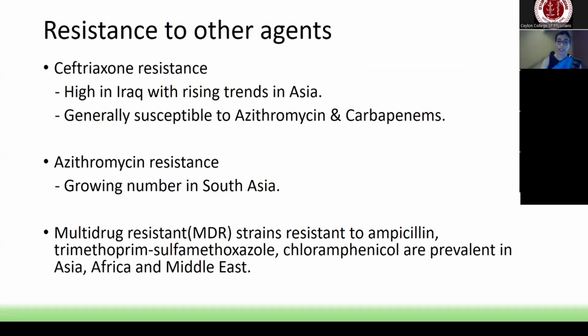Resistance to other agents. Ceftriaxone resistance is high in Iraq as well as Pakistan and has rising trends in Asia, and is generally susceptible to azithromycin and carbapenems. Azithromycin resistance is a growing problem in South Asia.